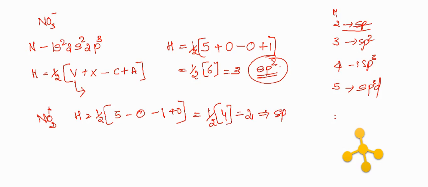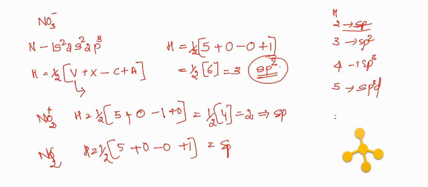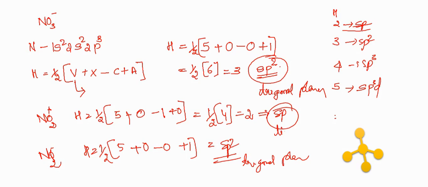Next we'll see in case of NO2 minus. So H is equal to half 5 plus 0 minus 0 again plus 1. So that is equal to 6, 6 by 2. So it is a sp2 hybridization. So if it is sp2 hybridization, trigonal planar. Both here and here it is a trigonal planar. If it is sp, then it is linear in shape.